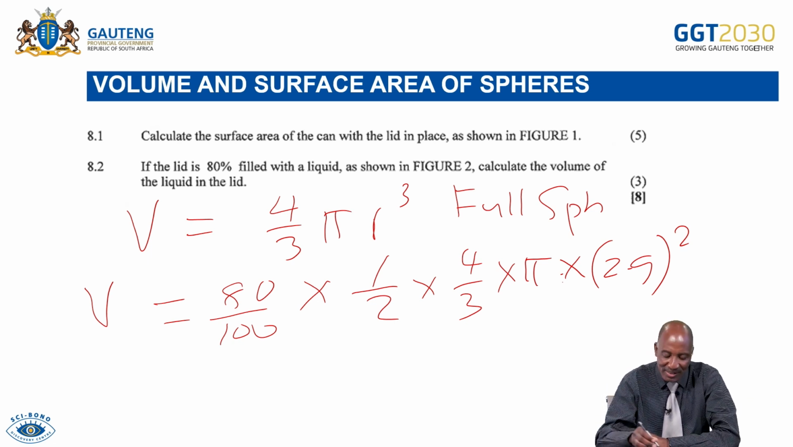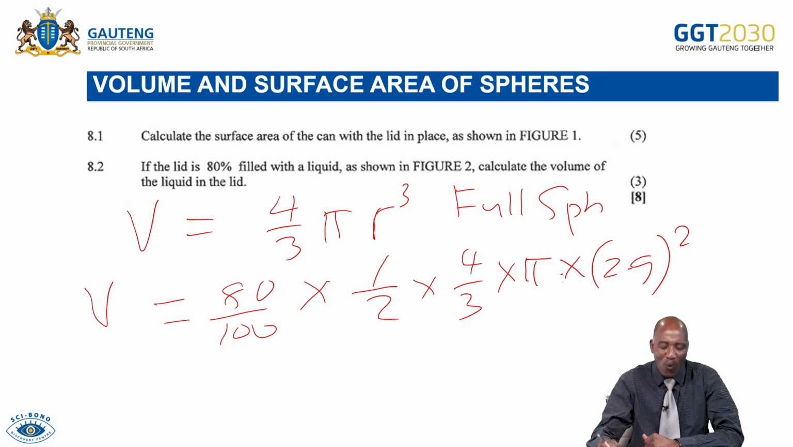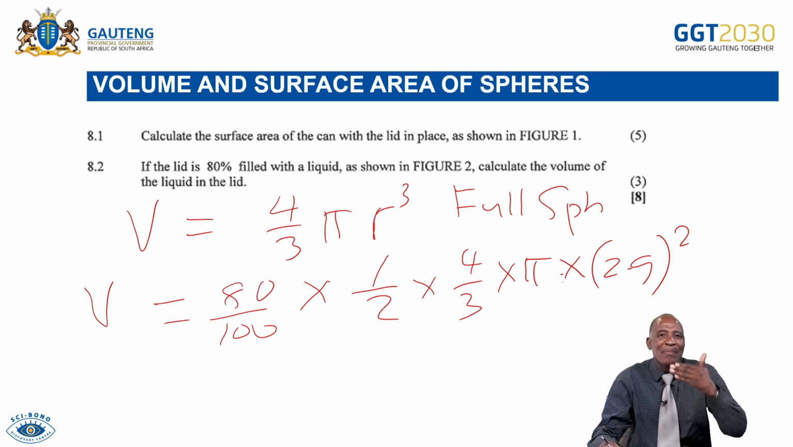4/3 pi r cubed is the volume of the full sphere, but since we are dealing with a hemisphere, we are going to divide that by 2. That's why I have introduced half. Why then multiply by 80 over 100? We are told the lid is 80% full. So it's like you are finding the volume of the whole sphere, then you divide by 2 to get the hemisphere, but that hemisphere is not full, it's 80% full. So we then find 80% of that, which is actually 4/5 of it, or 0.8.